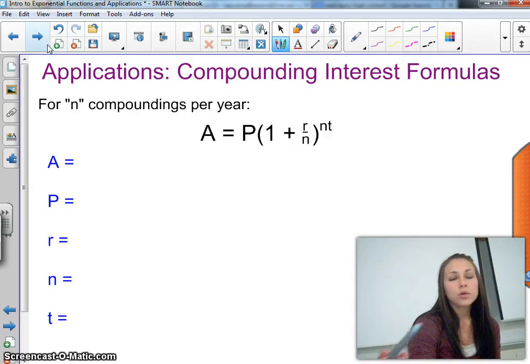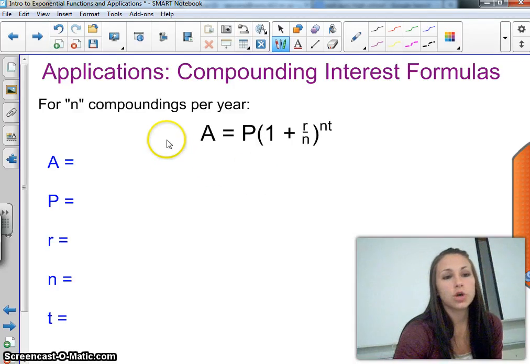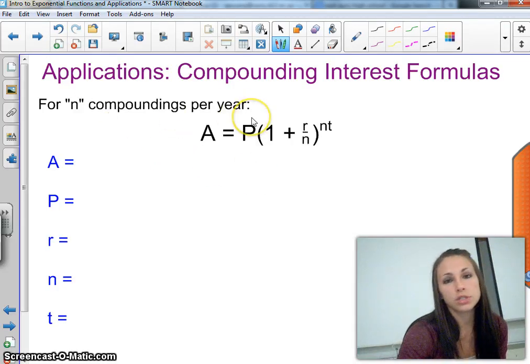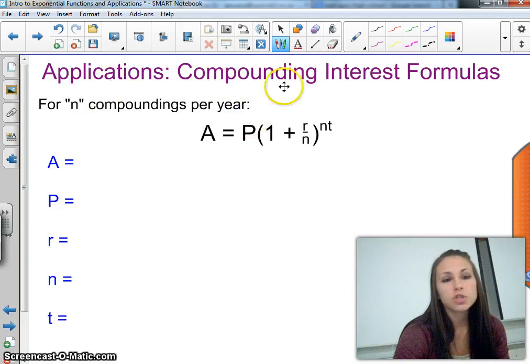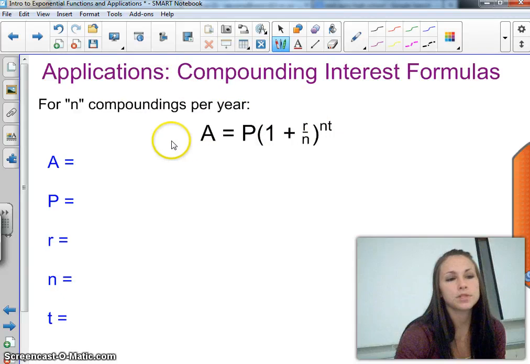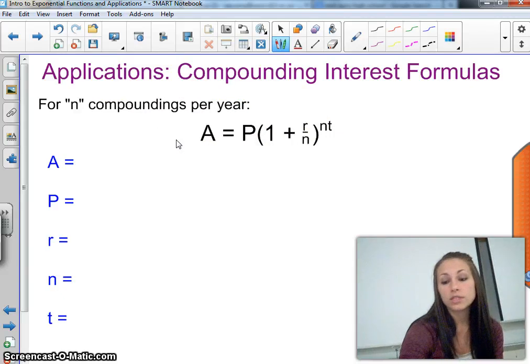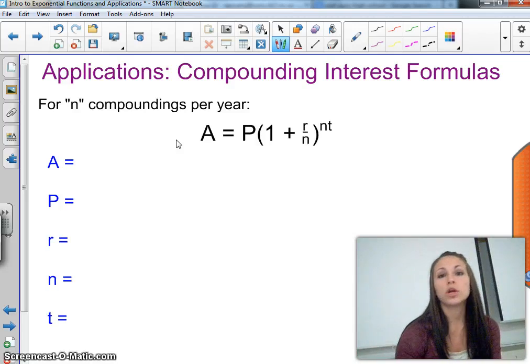So we're going to look at some applications of exponential functions. The main applications that you'll see with exponential functions deal with money. These are compounding interest formulas or applications that we're going to look at. There are a couple of different ways that you could compound money. If I took some money and put it into a bank account, that account will usually earn some interest.